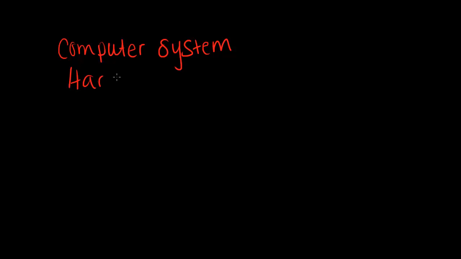The second term is hardware. What do we mean by hardware? Well, it's the physical components. Anything that we can touch in a computer is considered to be hardware. So all the tangible things that are physical will be hardware. Software is the programs that the computer system runs.